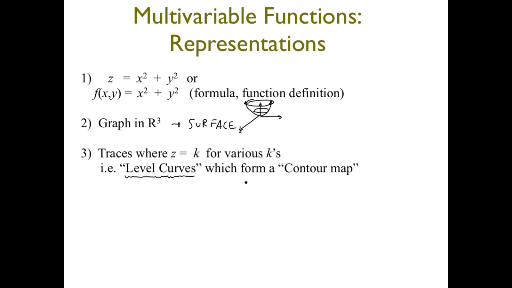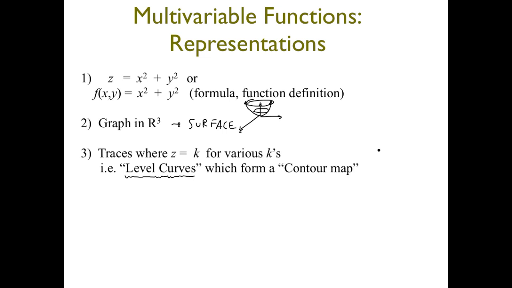Okay, and then put all those level curves together, and you get what's called a contour map, or it's like a topological map. You know what a topological map is? Shows elevation, right? So it's like looking down. So that's a full representation of a multivariable function.